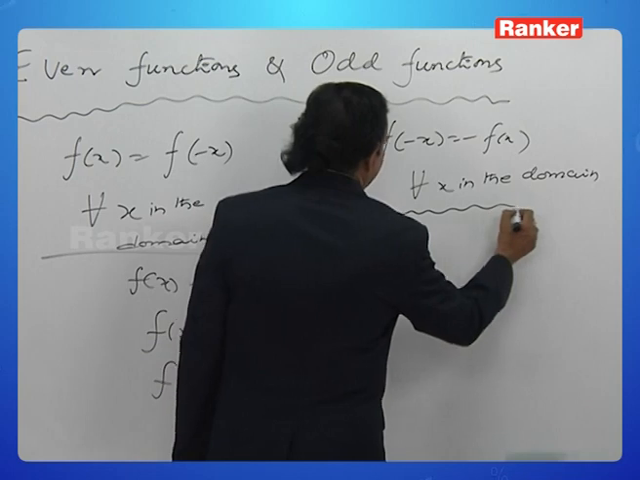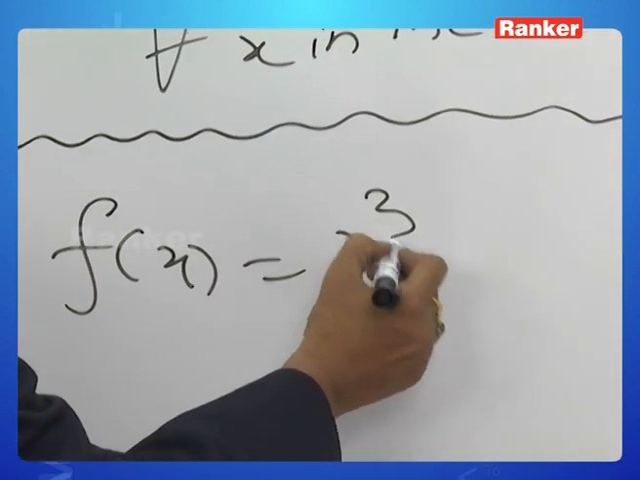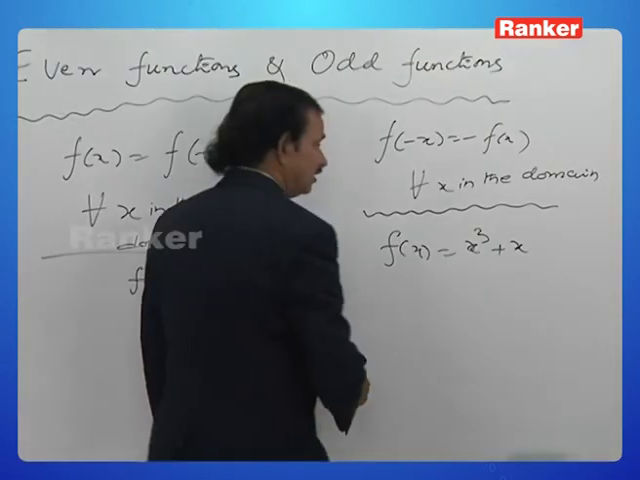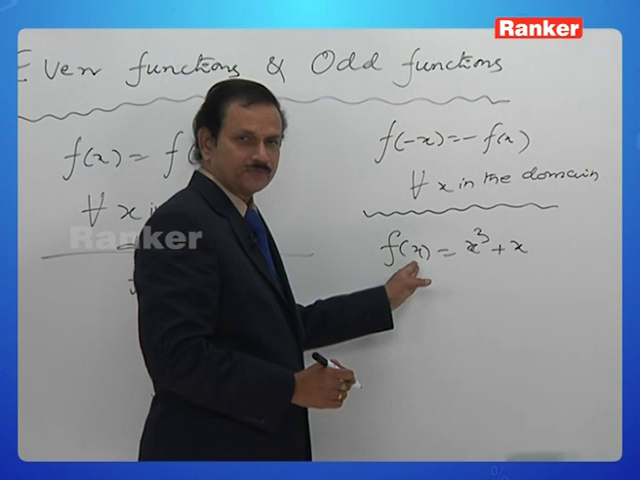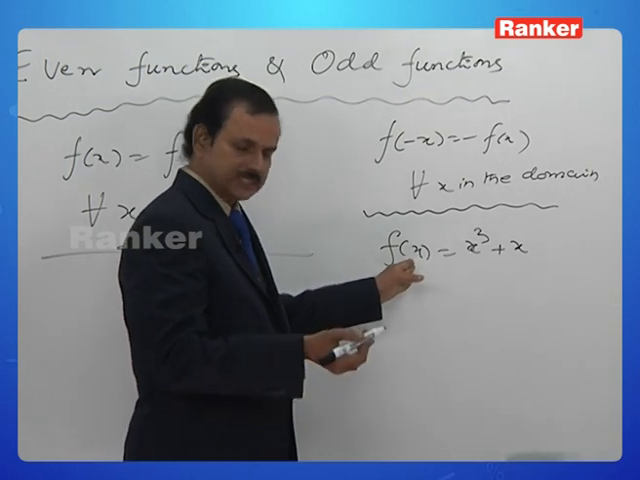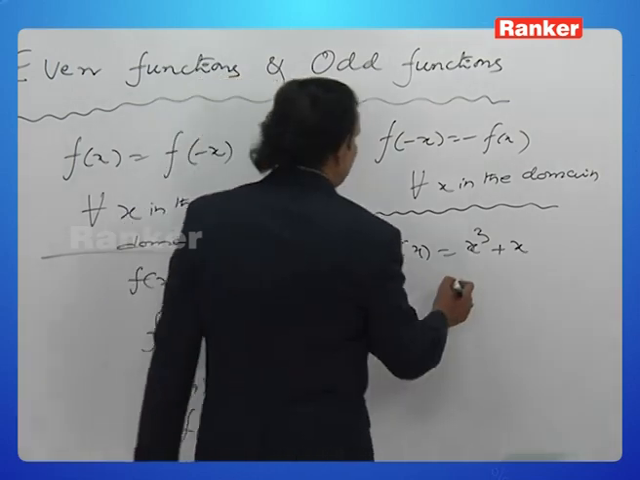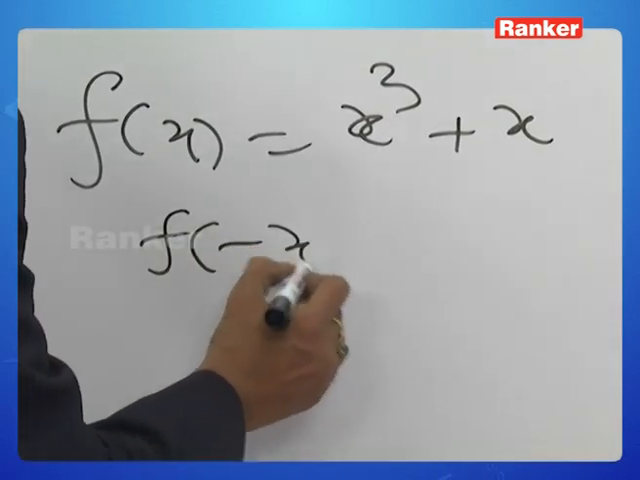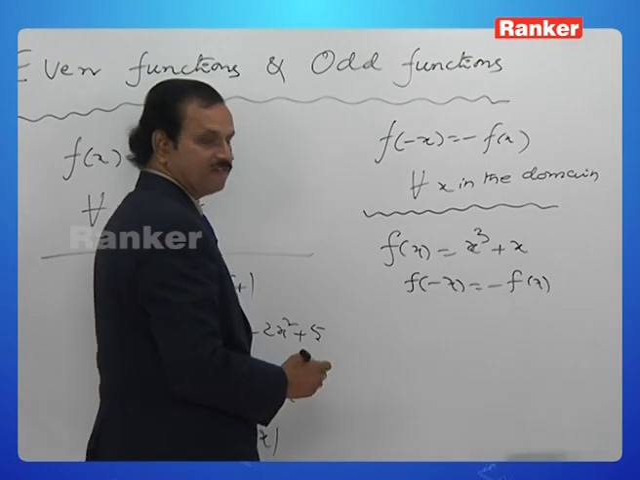In the case of an odd function, look at that. f of x is equal to x cube plus x. Is it odd? Of course. What is f of minus x? Minus x cube minus x, which is nothing but minus f of x. That is why it is an odd function.